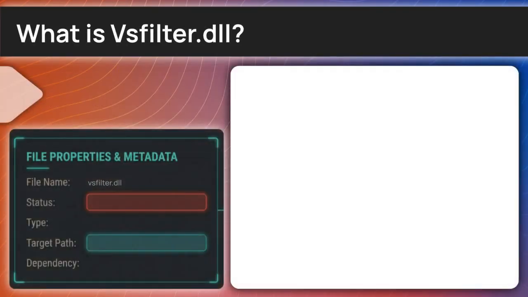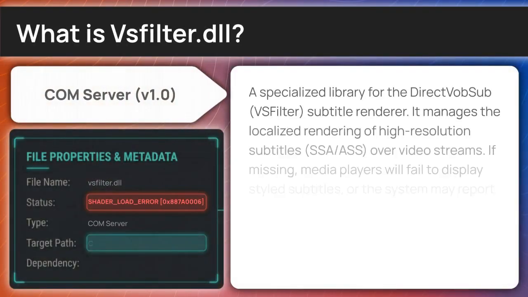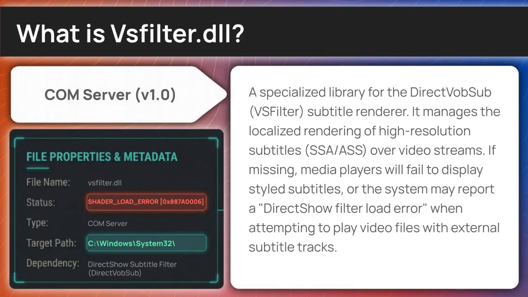This is the Video Subtitle Filter, a specialized library for the DirectVobSub Vsfilter subtitle renderer. It manages the localized rendering of high-resolution subtitles, SSA and ASS, over video streams. If missing, media players will fail to display styled subtitles, or the system may report a DirectShow filter load error when attempting to play video files with external subtitle tracks.